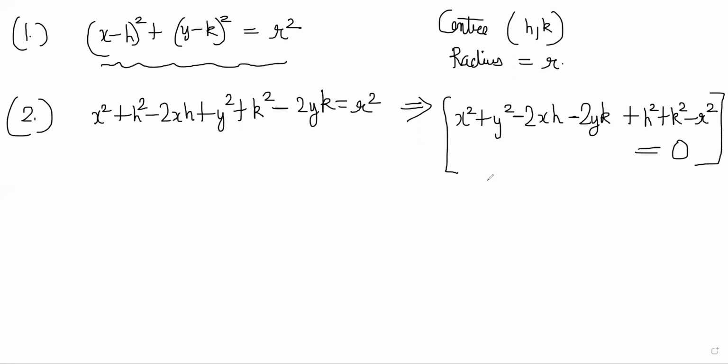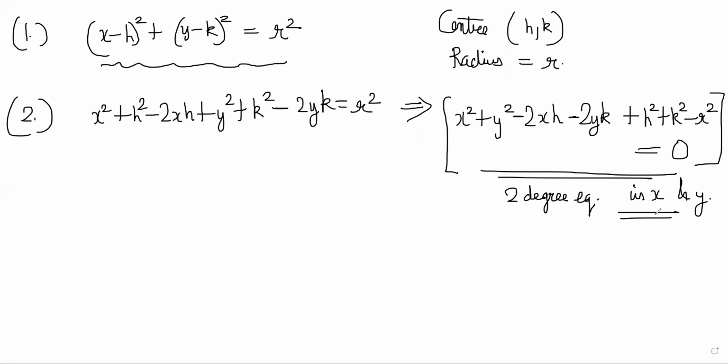Correct. So notice that this is also a 2-degree equation in x and y, right? So we told you earlier that any 2-degree equation, in general, could also be a circle. So look at this. This is also a 2-degree equation, and this is actually a circle, right? So what we will see is what is the condition for the 2-degree equation to be a circle. So notice here, one condition is obvious. See, the coefficients of x square and y square are the same, right?